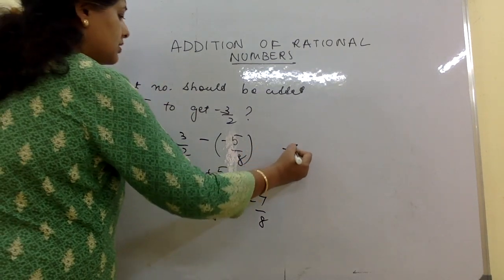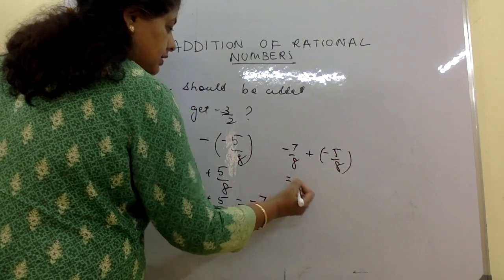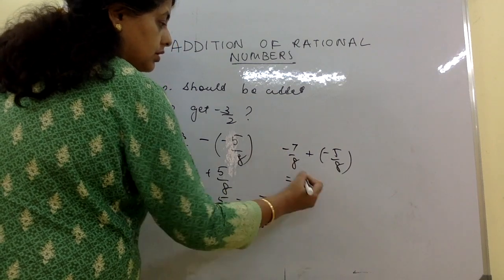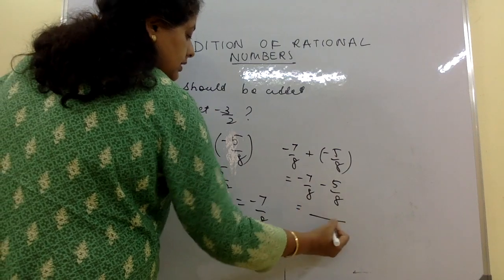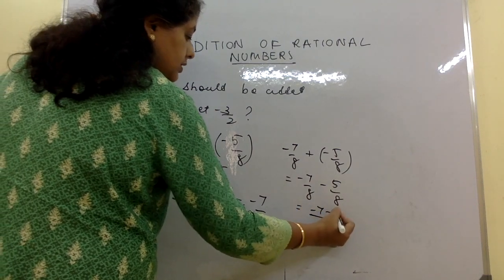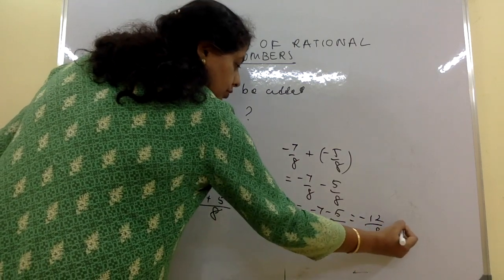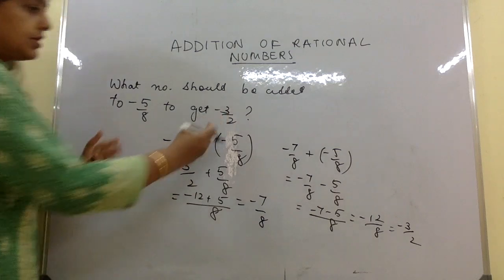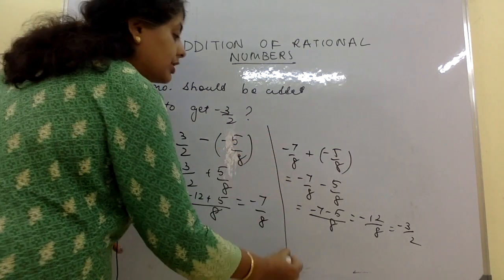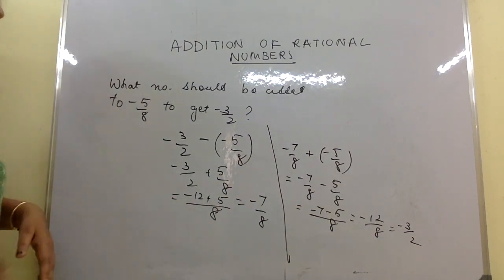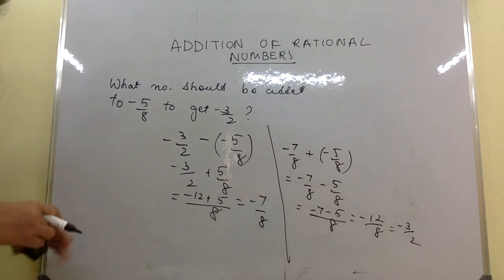So minus 7 by 8 plus minus 5 by 8. What do I get? Let's check. Minus 7 by 8 minus 5 by 8, that is minus 7 minus 5, that is minus 12 by 8, that is minus 3 by 2. I got this. So my sum is correct. So if you have the time, why not check it in the examination also? Only if you have time, of course. Okay, so now next question.